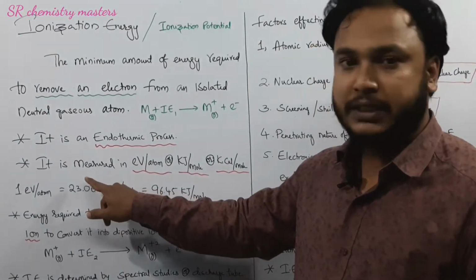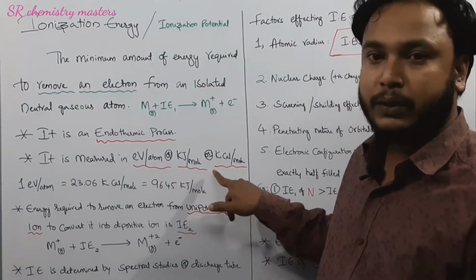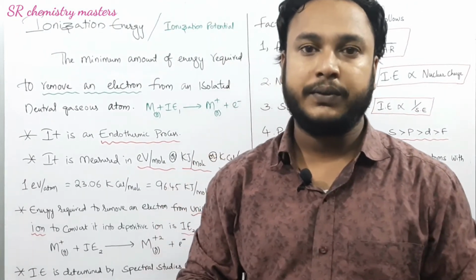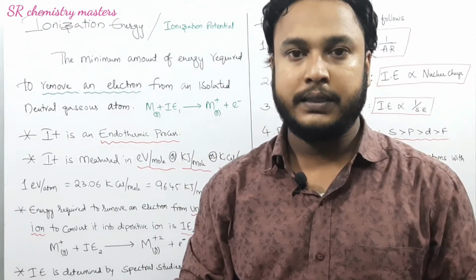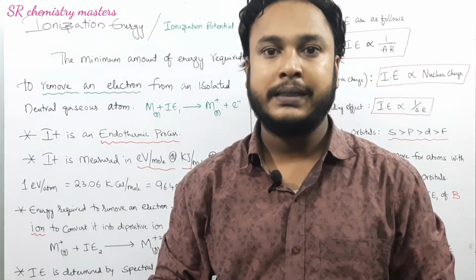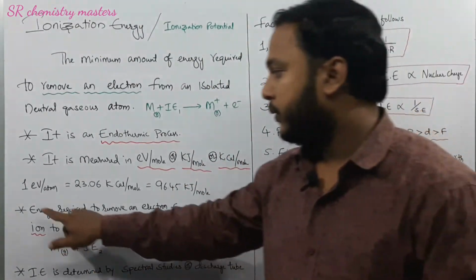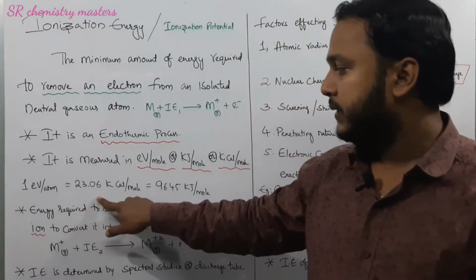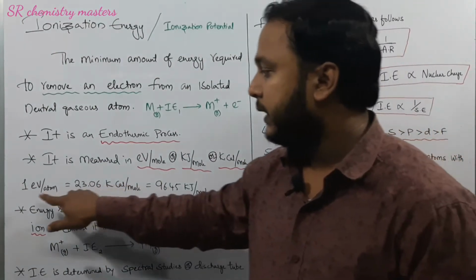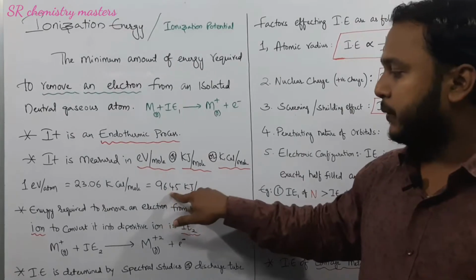Ionization energy can be measured in terms of electron volts per atom, kilojoules per mole, or kilocalories per mole. We have seen this in electron affinity, that the units of electron affinity and units of ionization energy are the same. If we see the conversion, 1 electron volt per atom is equal to 23.06 kilocalories per mole, or if you convert 1 electron volt per atom into kilojoules per mole, it is 96.45.